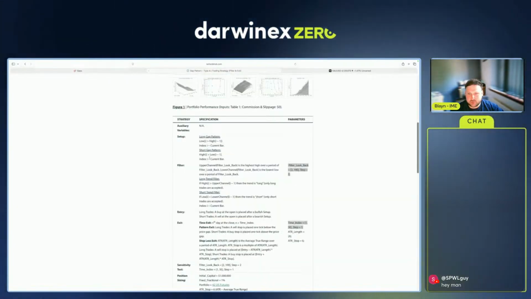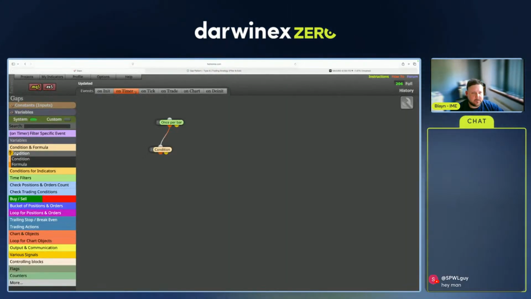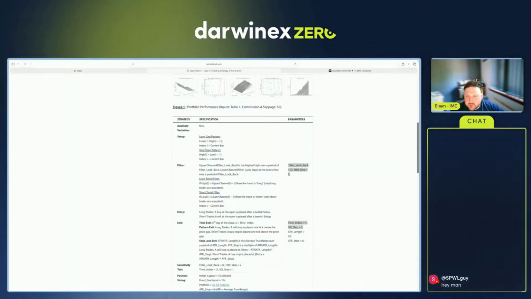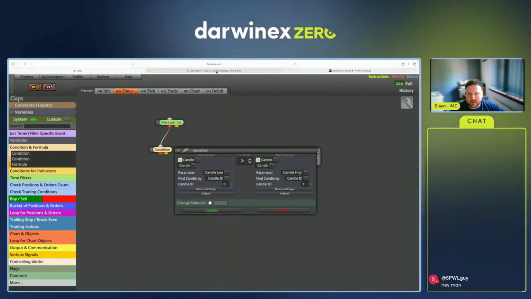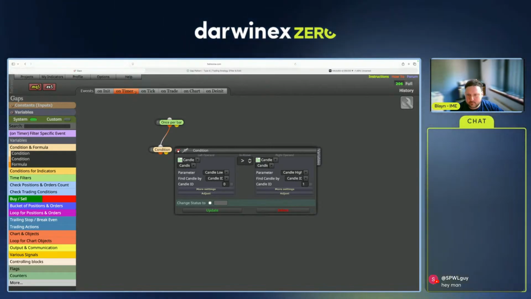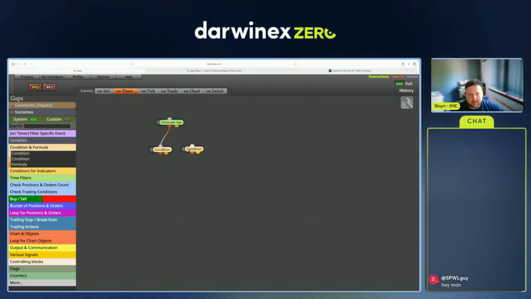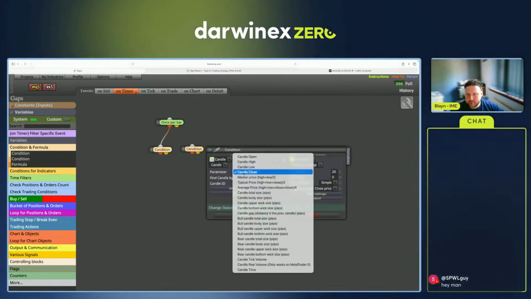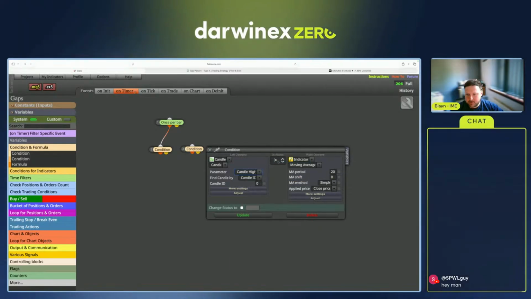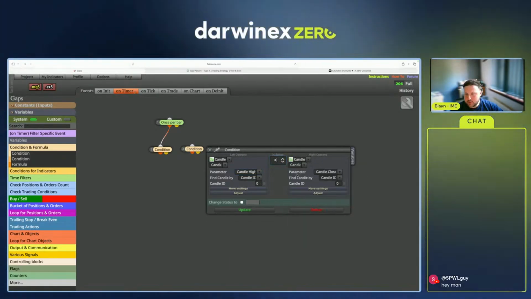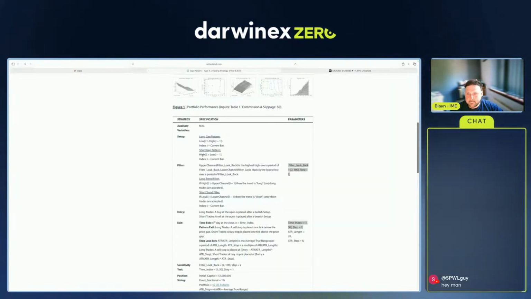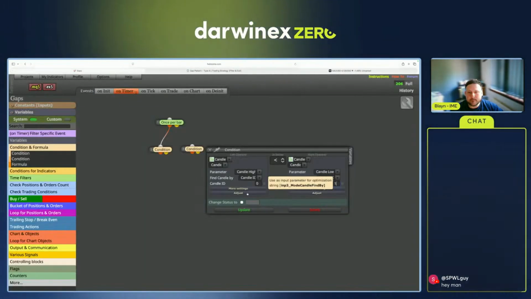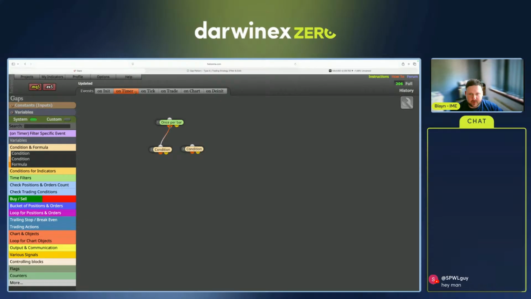And short, so we need the high of the current. Is that short? Sorry, did I put the low? Yeah, the low is above the high. And we need the high of 0 to be below the low of 1. Very simple.